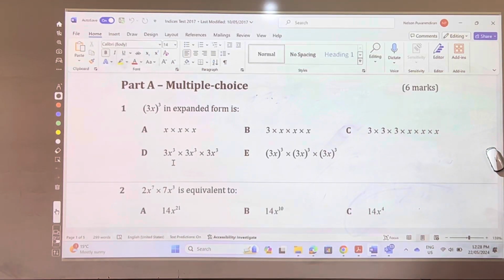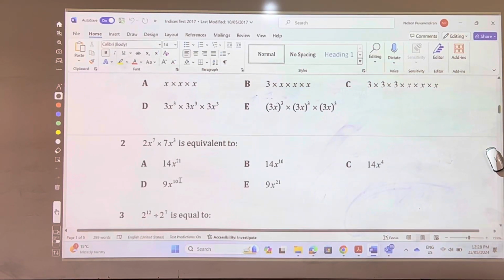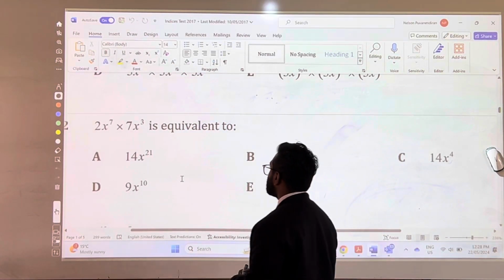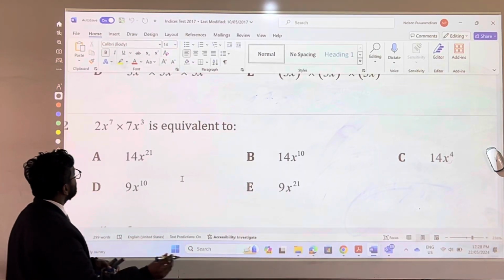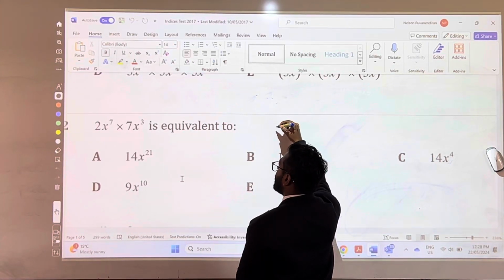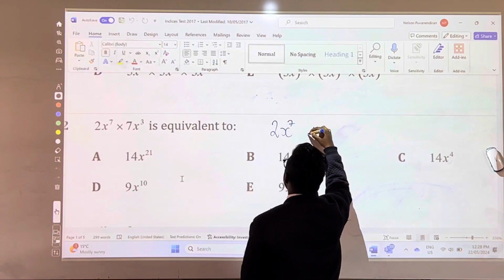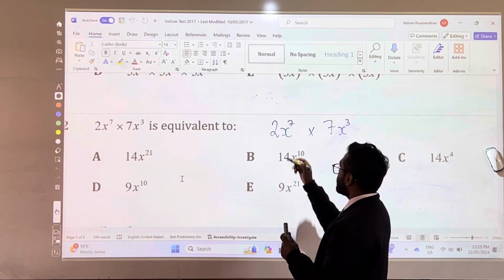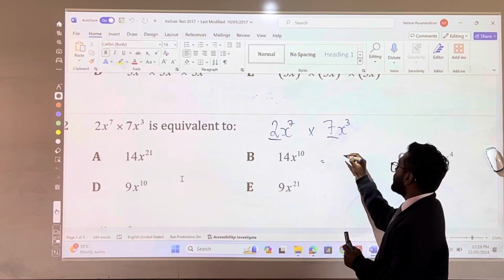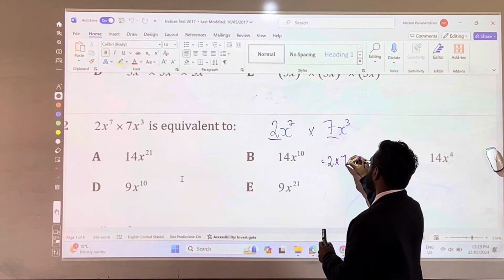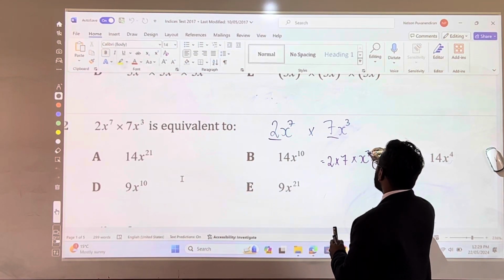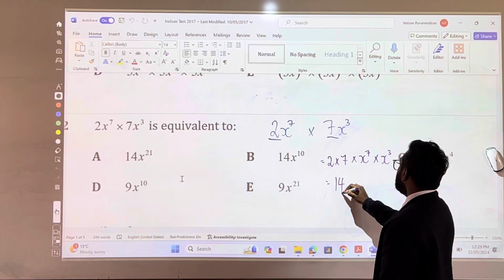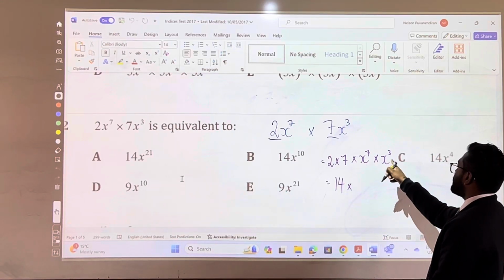Okay, it says expanded form. Next question here. It says 2x to the power of 7 times 7x cubed is equivalent to. What we're going to do is break this apart. We're going to go 2x, I'm just going to write this again, 7x cubed. Okay, cool. Can I multiply these bases? Yes. What's that equal to? 2 times 7, and then times x to the power of 7 times x to the power of 3. So 2 times 7 is going to be 14. Then times x to the power of 7 times x to the power of 3.